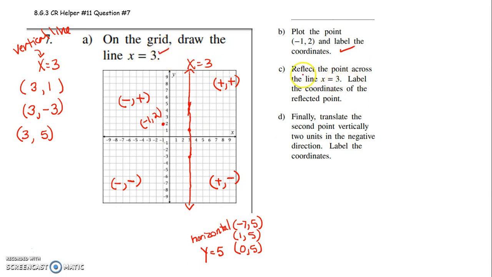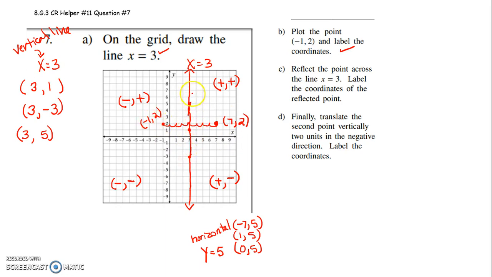Let's look at part C. Reflect the point across the line x equals 3. Label the coordinates of the reflected point. If I want to plot this point after a reflection over the line x equals 3, I say, well, how far is this to the left of x equals 3? 1, 2, 3, 4 units. So how far to the right would it have to be? 1, 2, 3, 4 units. So the new point would be (7, 2). That would be the new point, (7, 2).